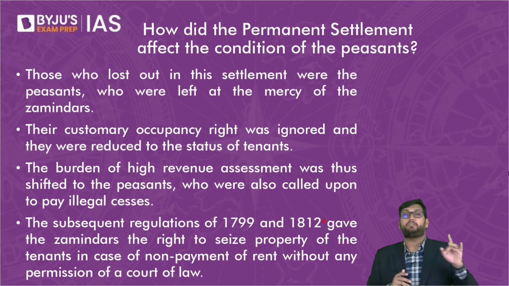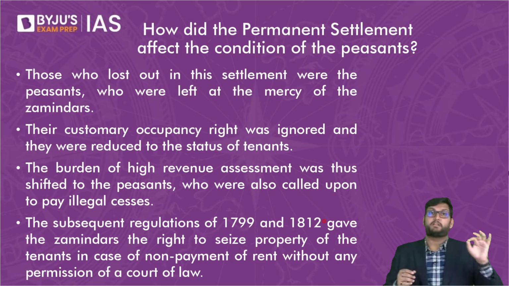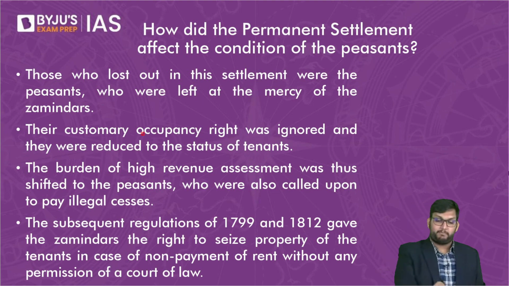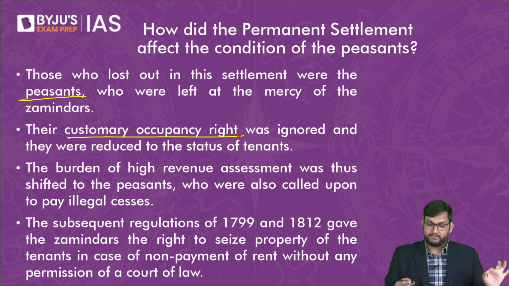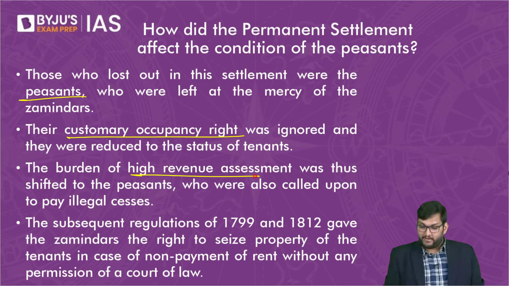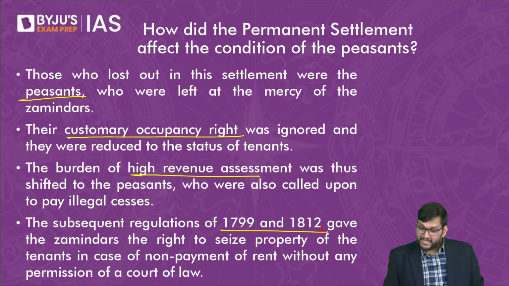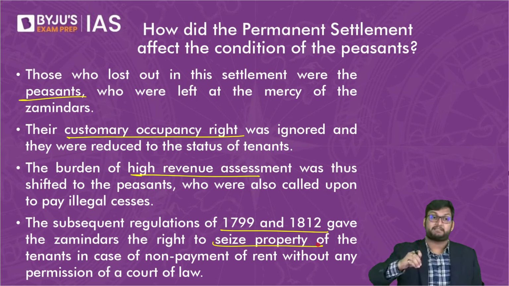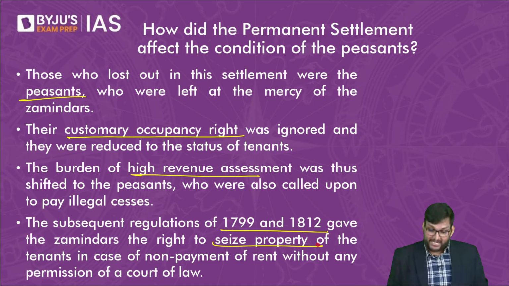However, how did the permanent settlement affect the peasantry? The ultimate losers of all of this is technically the peasant, who's left to the mercy of the zamindar. Customary occupancy rights are gone. They're reduced to the status of tenant. High burden assessment means the peasant was going to pay all forms of illegal cesses. And even by 1799 and 1812, the zamindar had been given the right to take away whatever land the peasant has if he does not pay rent and give it to anyone else, and the peasant can't even move to the court.